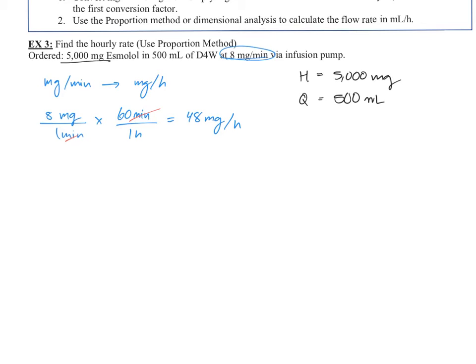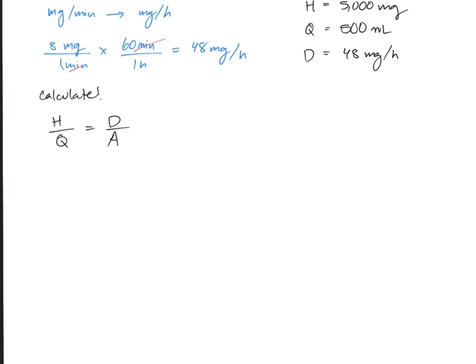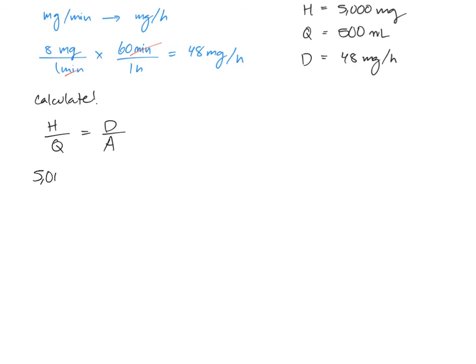Alright, so that right there is our dose. We had to convert to the right units for that. So 480 milligrams per hour. And now we can go ahead and calculate using the proportion method. So now let's calculate, and we'll use the proportion formula. So H is 5,000 milligrams all over our units, which are 500 milliliters. Dose on hand is 480 milligrams per hour, and A is what we are trying to find.